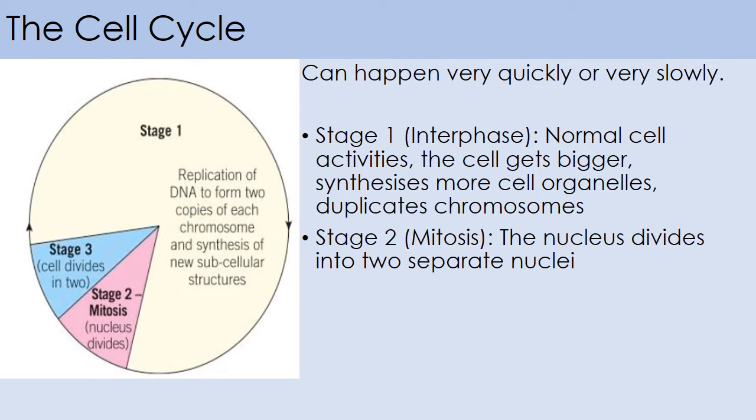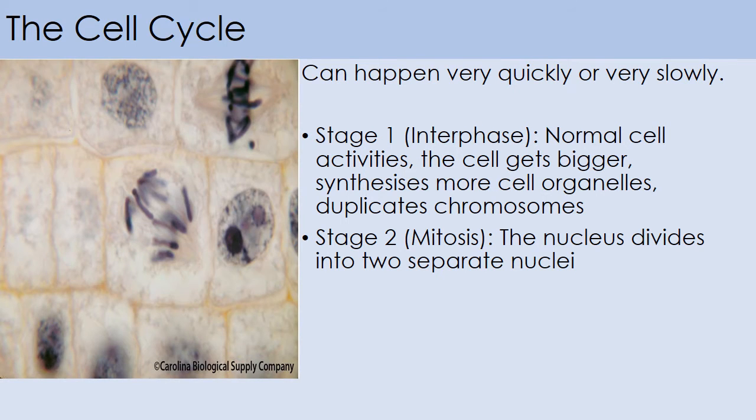So the nucleus will divide into 2 separate nuclei. They pull apart. The chromosomes have all lined up in the middle and are being pulled apart. We've got 2 separate nuclei forming. We'll have a look at a picture of one now. There we go. We can see those nuclei on that middle cell being pulled apart. You can see the chromosomes being pulled apart.